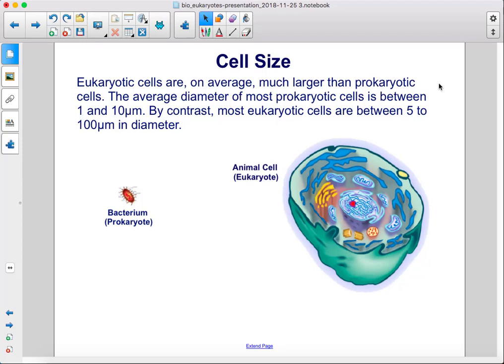Eukaryotic cells are, on average, much larger than prokaryotic cells. The average diameter of most prokaryotic cells is between 1 and 10 micrometers. By contrast, most eukaryotic cells are between 5 to 100 micrometers in diameter.